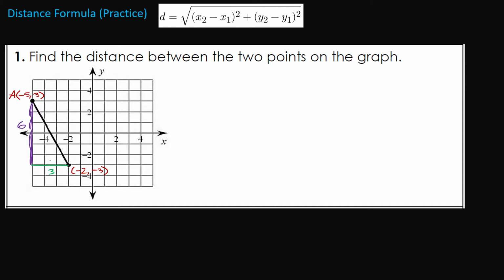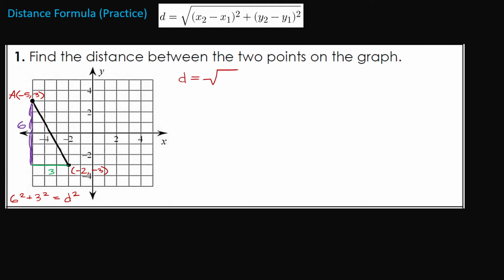So you can see these are the legs of a right triangle, and the length of the segment is the hypotenuse of that triangle. So you could very well write the Pythagorean theorem. This would be 6 squared plus 3 squared is equal to the distance of the segment squared. And you could solve for d. Here's the same thing written in the context of the distance formula.